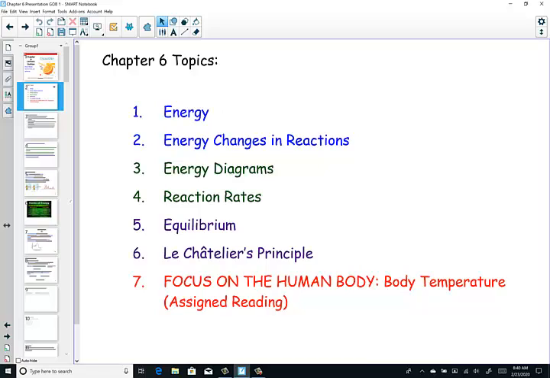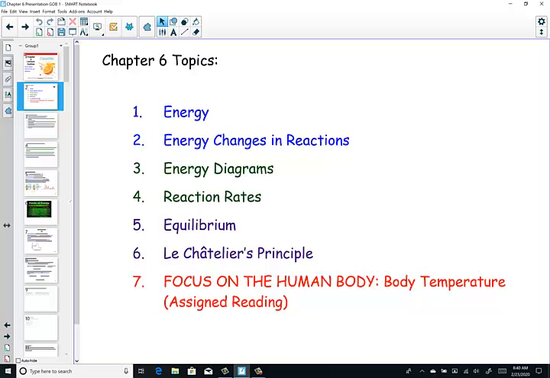I'd like to talk about energy and how energy plays a role during chemical change. We'll talk about things such as endothermic and exothermic reactions, and we'll display those reactions on what we call energy diagrams. The next thing we'll look at is kinetics, the rate of a chemical reaction. Just because a reaction is spontaneous, meaning it occurs naturally, we don't really get an idea about how fast it occurs until we discuss reaction rates.